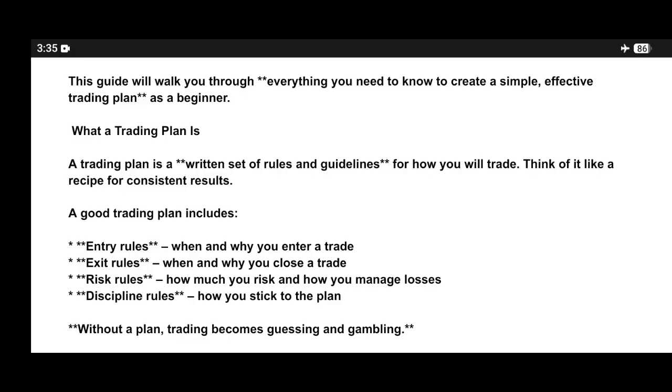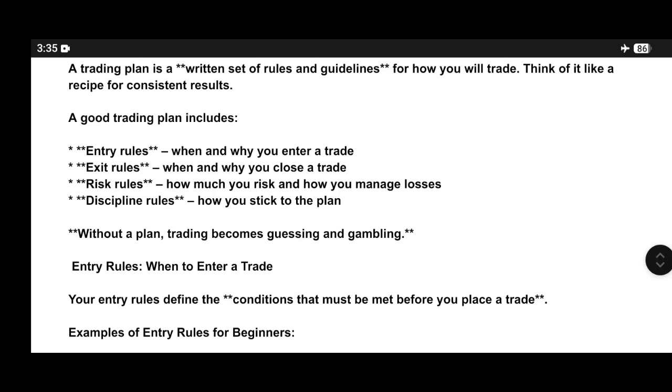A good trading plan includes your entry rule, when and why you enter a trade; your exit rule, when and why you close a trade; your risk rule, how much you risk and how you manage losses; then your discipline rule, how you stick to the plan. Because without a plan, trading becomes guessing and gambling.